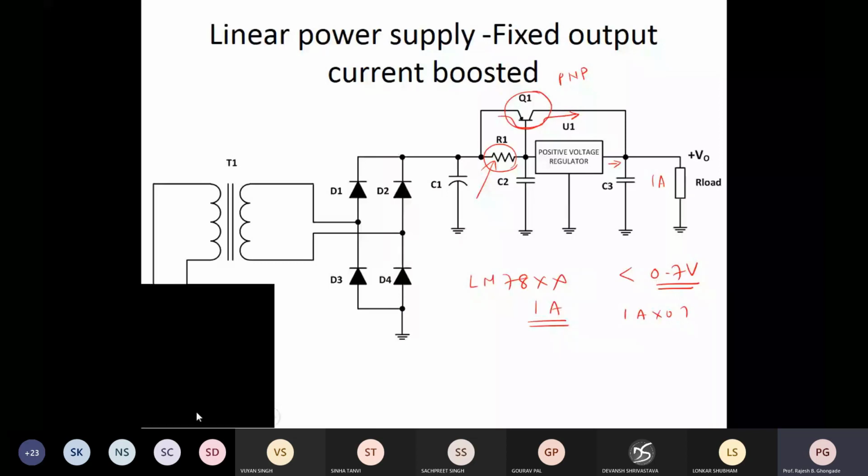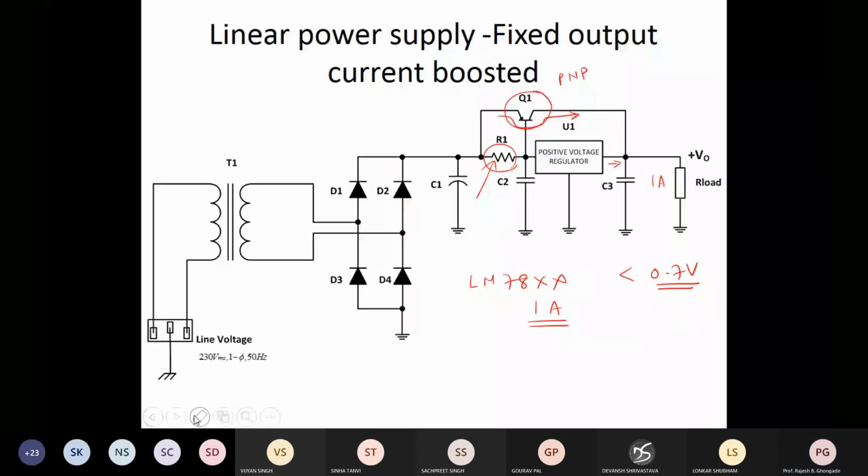So the resistor that would be required would be something like 0.7 volts divided by 1 ampere. So that is 0.7 ohms. Okay, so I'll select the value of resistor R1 as 0.7 ohm. So in normal working condition, when it draws 1 ampere, no problem.